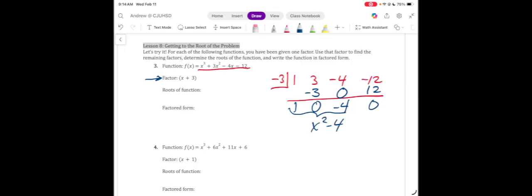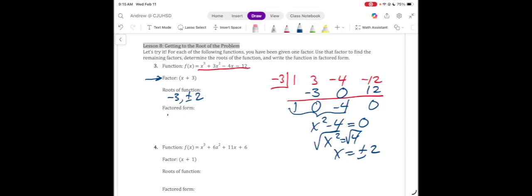And since we're finding the roots, we need to solve to find the rest of the roots where that equals 0. Do you remember how you could do that? Quadratic formula. I wouldn't complete the square on this one. You can also use square roots. For example, you can just add 4 to both sides. x squared is 4, and then take the square root. So plus or minus 2. That means the roots are -3 and plus or minus 2.